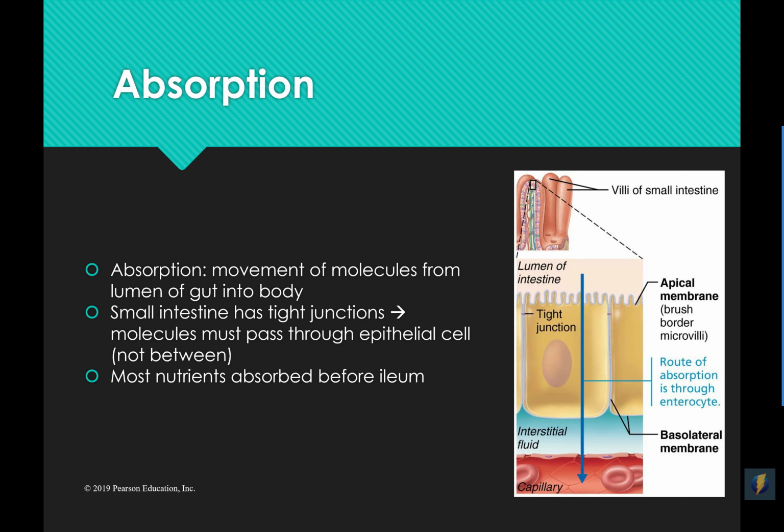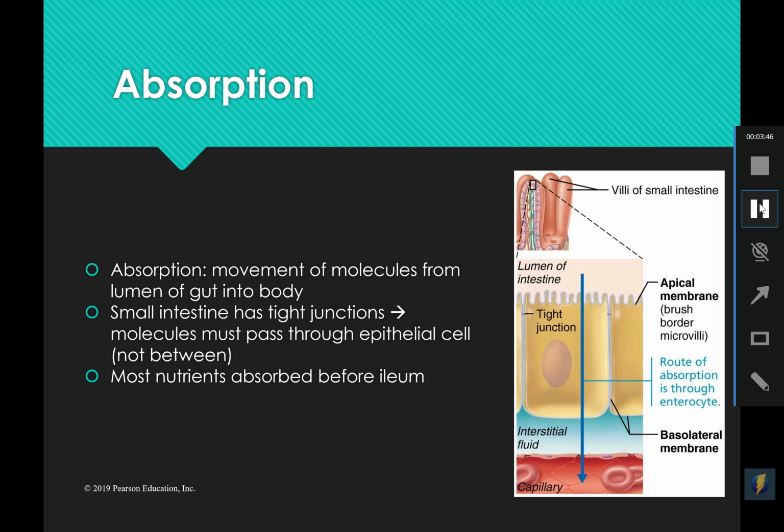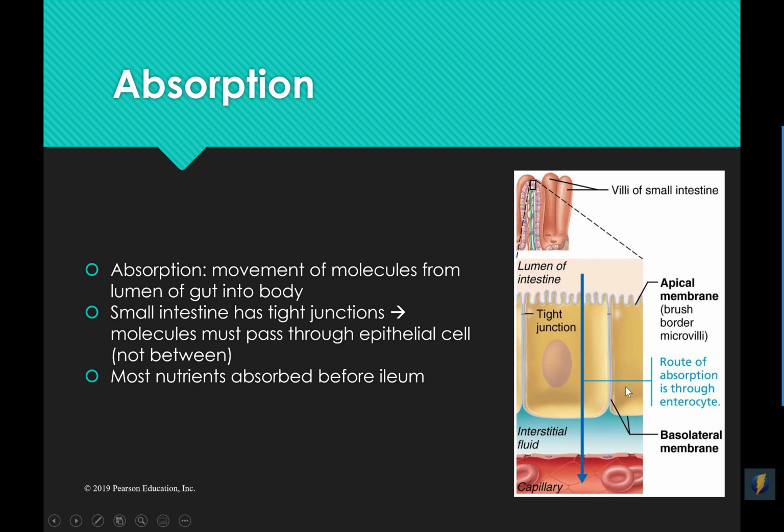Absorption is then the process by which we take those now single building blocks and move them out of the lumen of the gut into the blood. All of the cells of the small intestine have very tight junctions between them, so things don't slip in between very easily. That means pretty much everything that gets absorbed has to go across the epithelial cells. Most of the absorption takes place in the duodenum and the jejunum. It's mostly finished before we get to that last portion of the small intestine.